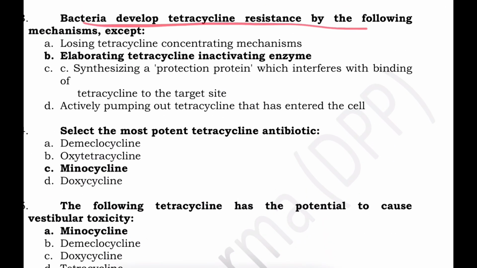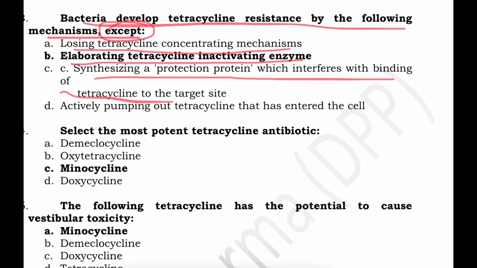Bacteria develop tetracycline resistance by the following mechanisms except. So the question here is except. Losing tetracycline concentrating mechanisms, elaborating tetracycline inactivating enzymes, synthesizing a protection protein which interferes with binding of tetracycline to the target site, and actively pumping out tetracycline. So here the bacteria do not elaborate tetracycline inactivating enzyme. This is important, this is a mechanism which they don't use.